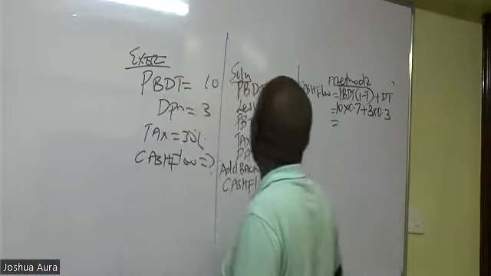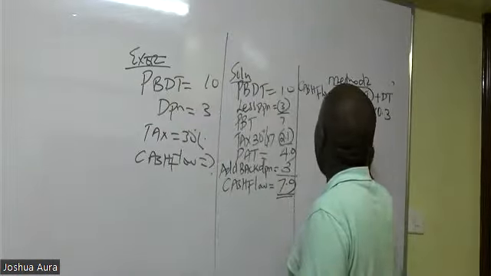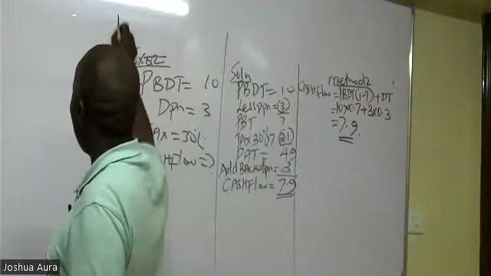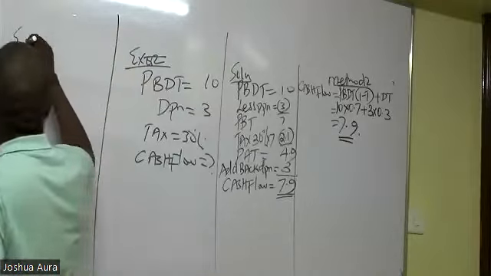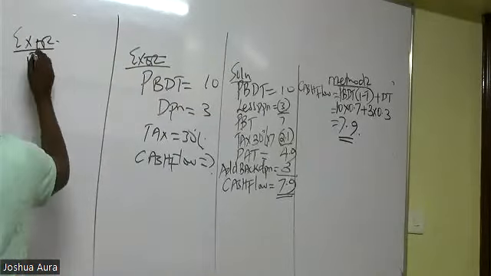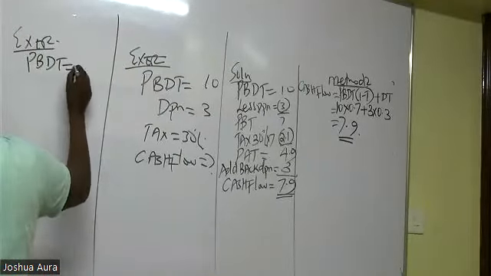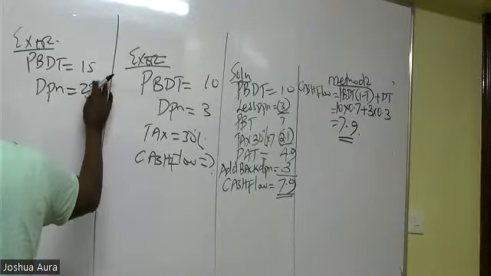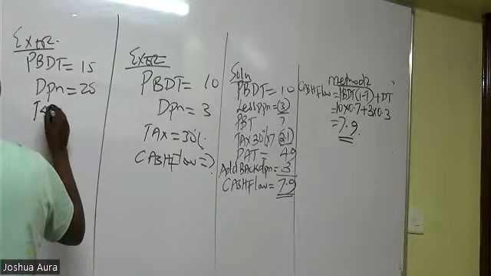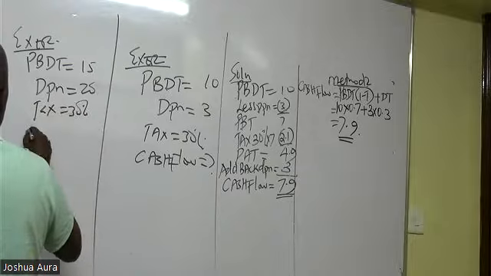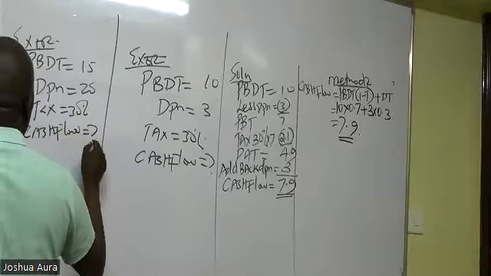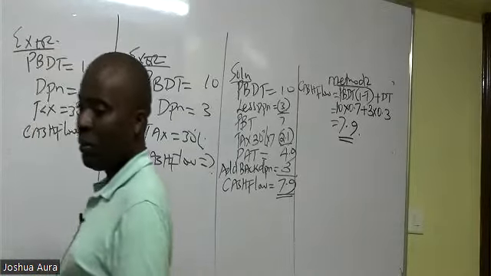Thank you so much. Now, ladies and gentlemen, I would want you to try this as a second exercise. Very important exercise for me. What if the profit before depreciation and tax was 15, but depreciation was higher, 20? Tax is 30%. Could you kindly give me the cash flow here now?